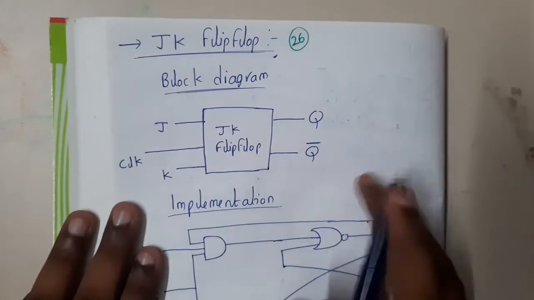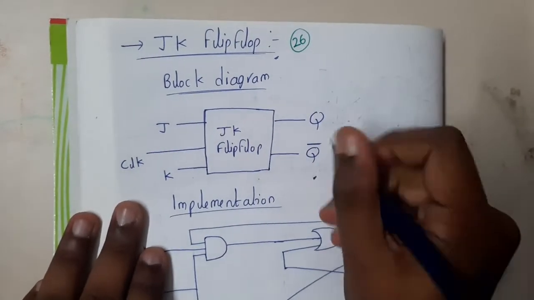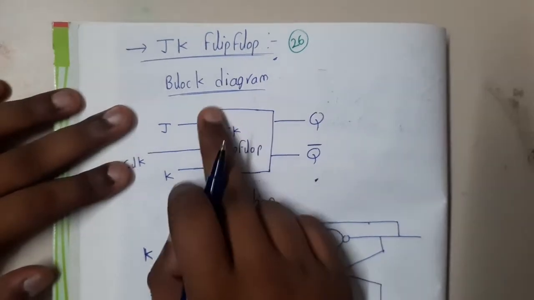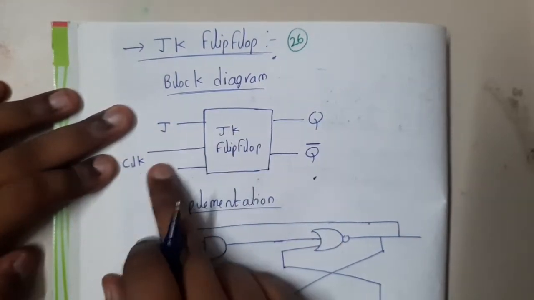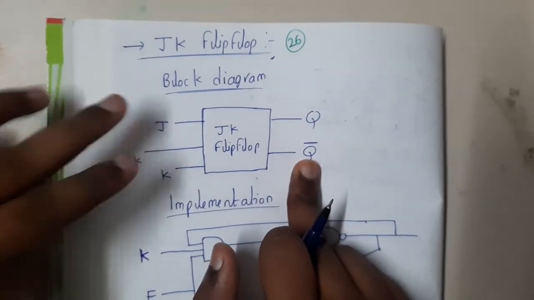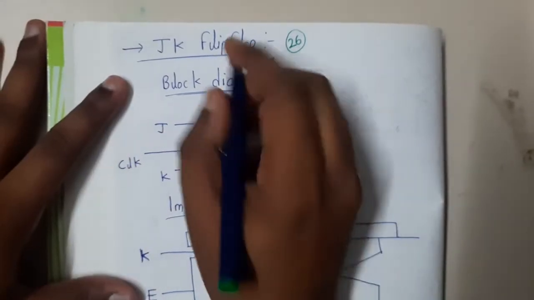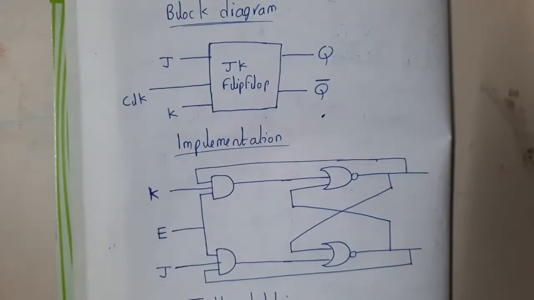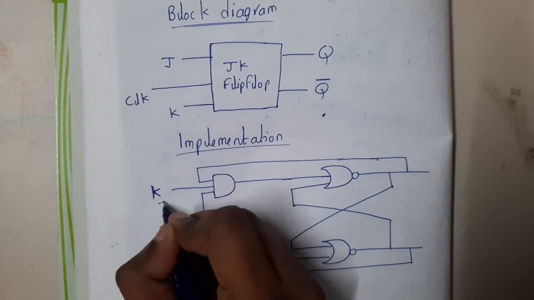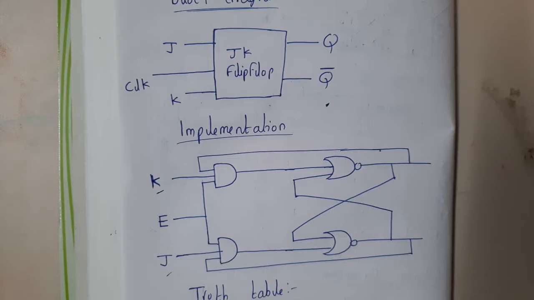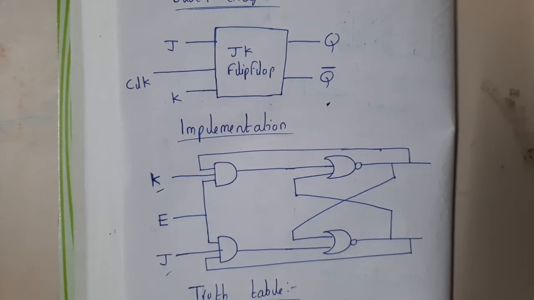Coming to the JK flip-flop. The block diagram will be simple: J and K, clock, Q and Q bar. If you recall, I told you one thing: what we study is always represented in reverse order in implementation. That is the reason why K will be on the top and J will be at the bottom. I think most of you have already observed the change in the diagram.